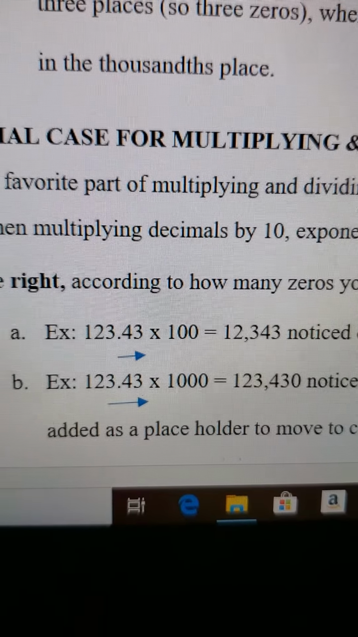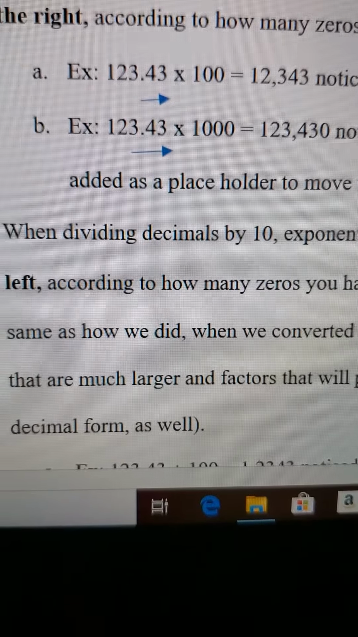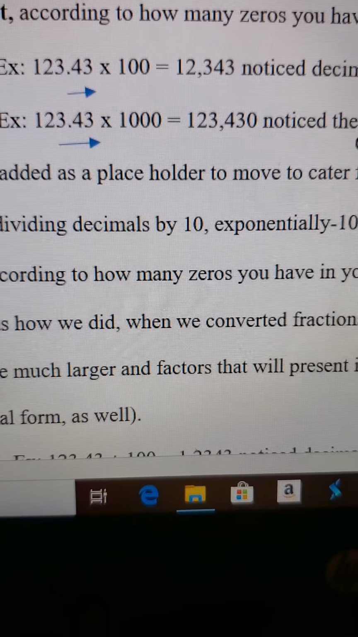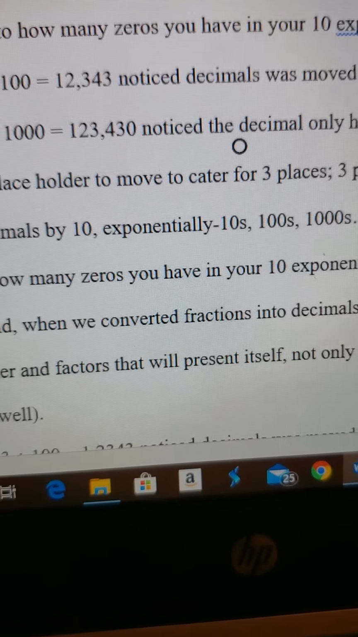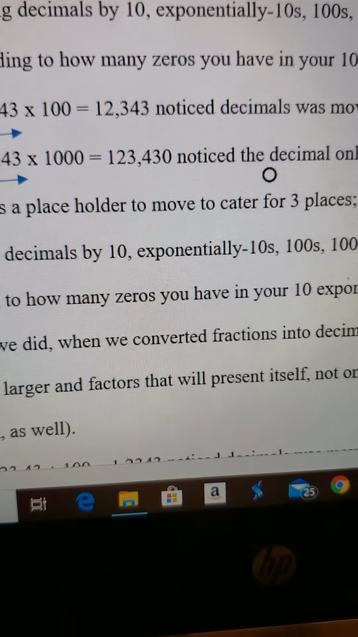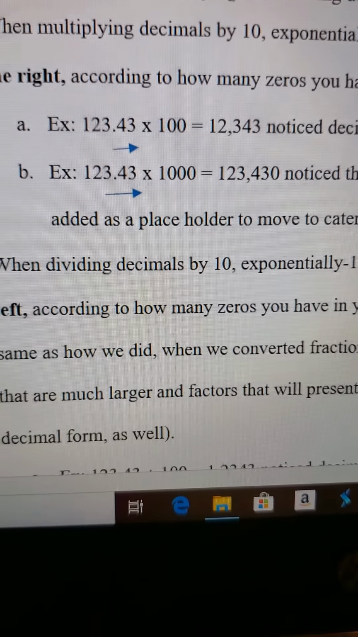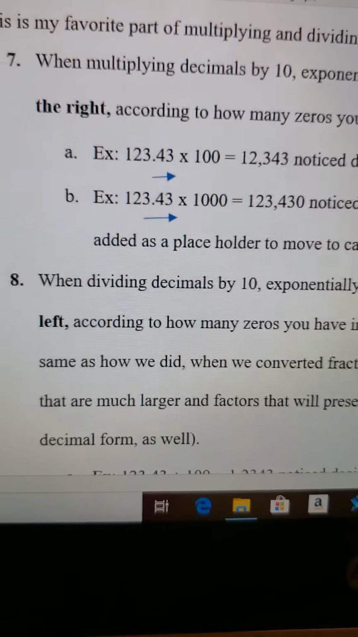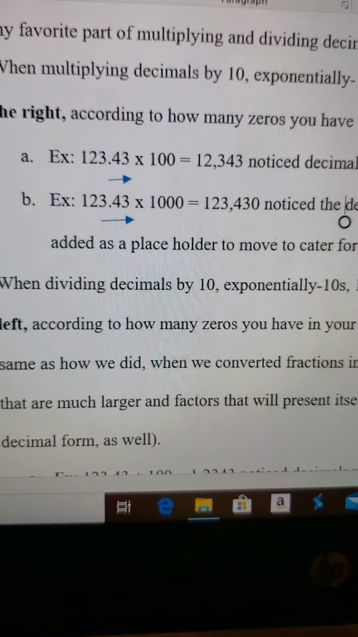Now, guess what happens for division? You guessed right. So for multiplication, we move the decimal point right. For division, we move it to the left, and back to the left.